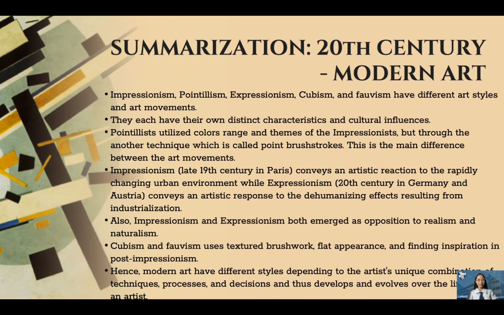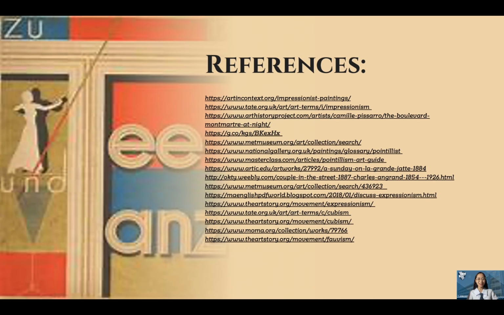To sum up, Impressionism, Pointillism, Expressionism, Cubism, and Fauvism are different art styles and art movements during our modern period, and we categorize them based on what they look like. For instance, Pointillism uses point brushstrokes, which makes it a different art movement from Impressionism. Also, modern art has its own distinct characteristics as well as cultural influences, and therefore, art evolves over time. And that concludes our discussion regarding modern art in the 20th century.